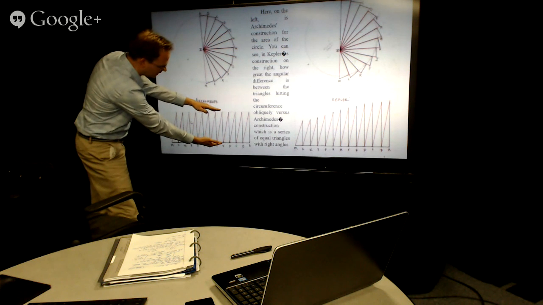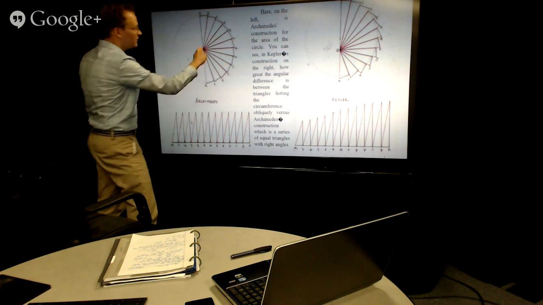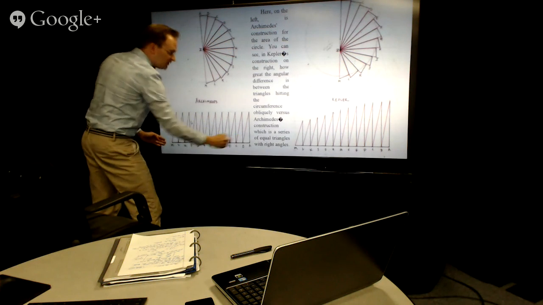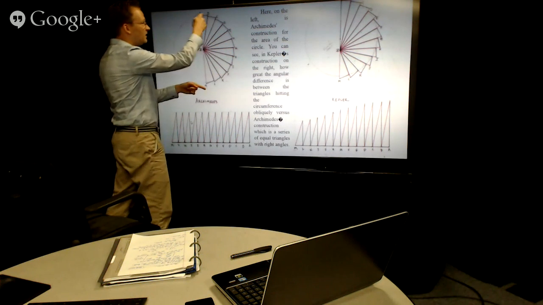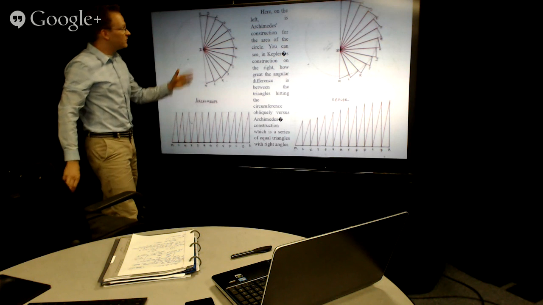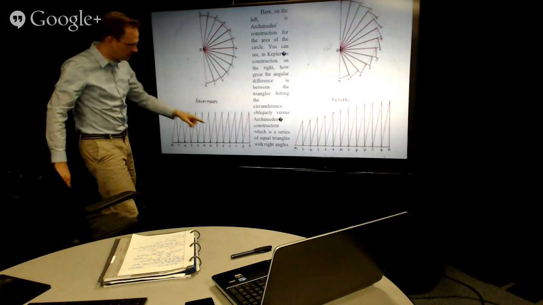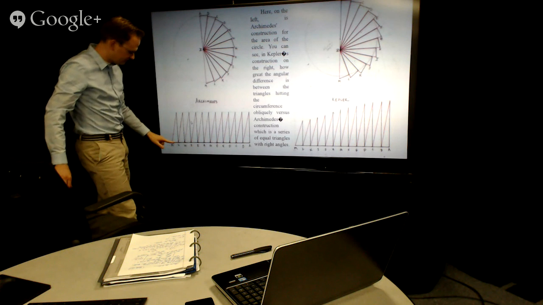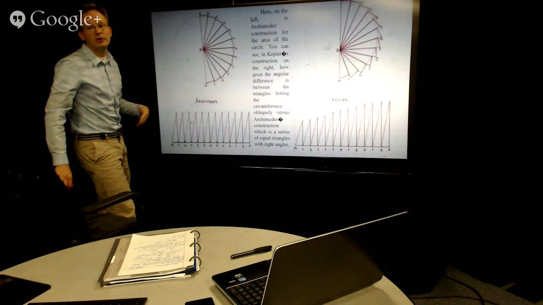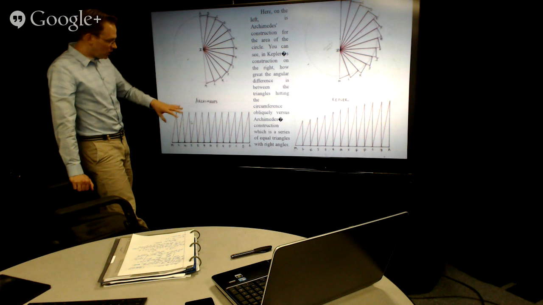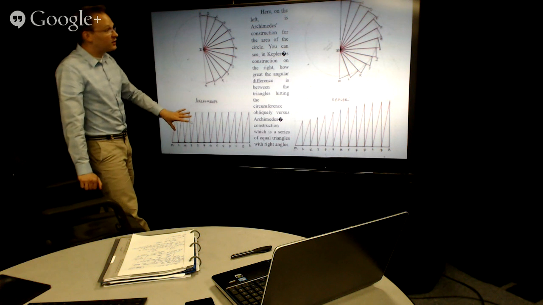How tall is that rectangle? This is the radius of the circle. It's the same as the height of each of the triangles. How wide is this rectangle? Well, it's half the circumference here. So half the circumference of a circle is pi times its radius. So this is pi r, and the height is r, which makes the area of the circle pi r squared when the circumference is 2 pi r. So that's very exact, and it works.